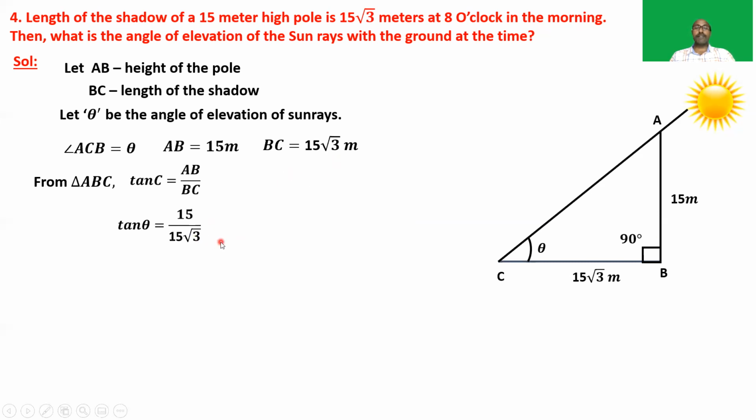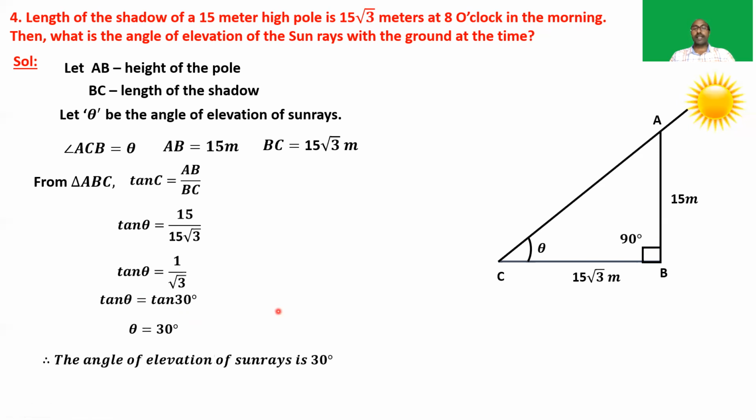By cancelling 15 in numerator and denominator, we get tan theta is equal to 1 by root 3. But in terms of tan, 1 by root 3 is equal to tan 30 degrees. That is, tan theta is equal to tan 30 degrees. And from this we can write theta is equal to 30 degrees. Therefore, we can say that the angle of elevation of the sun rays with the ground is 30 degrees. Okay, that is the solution of this problem.